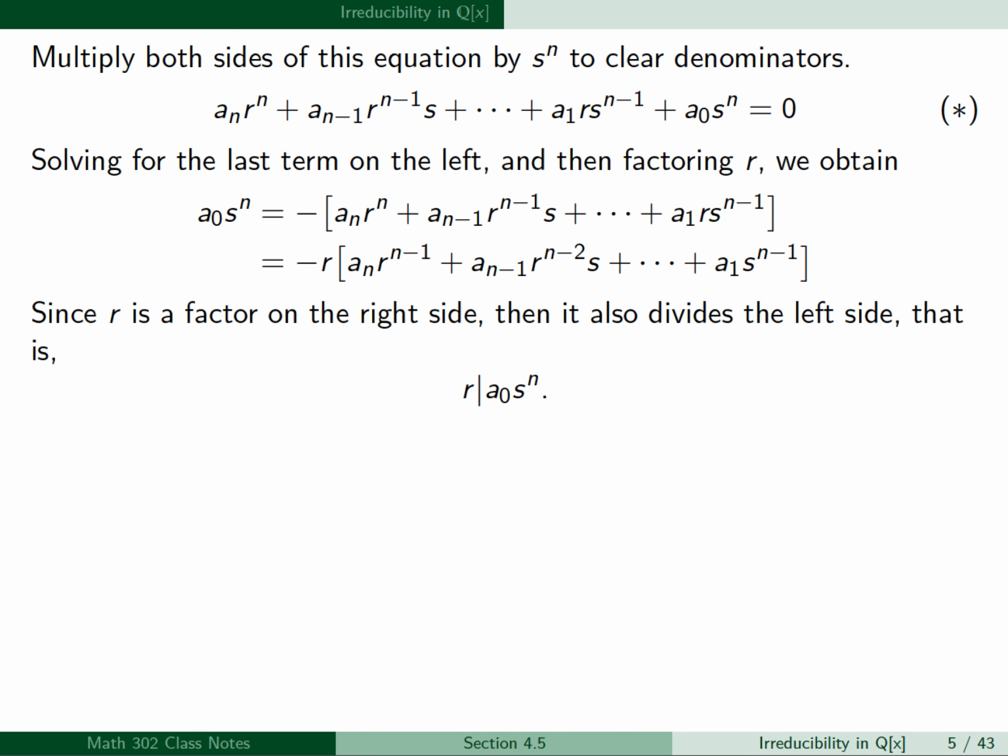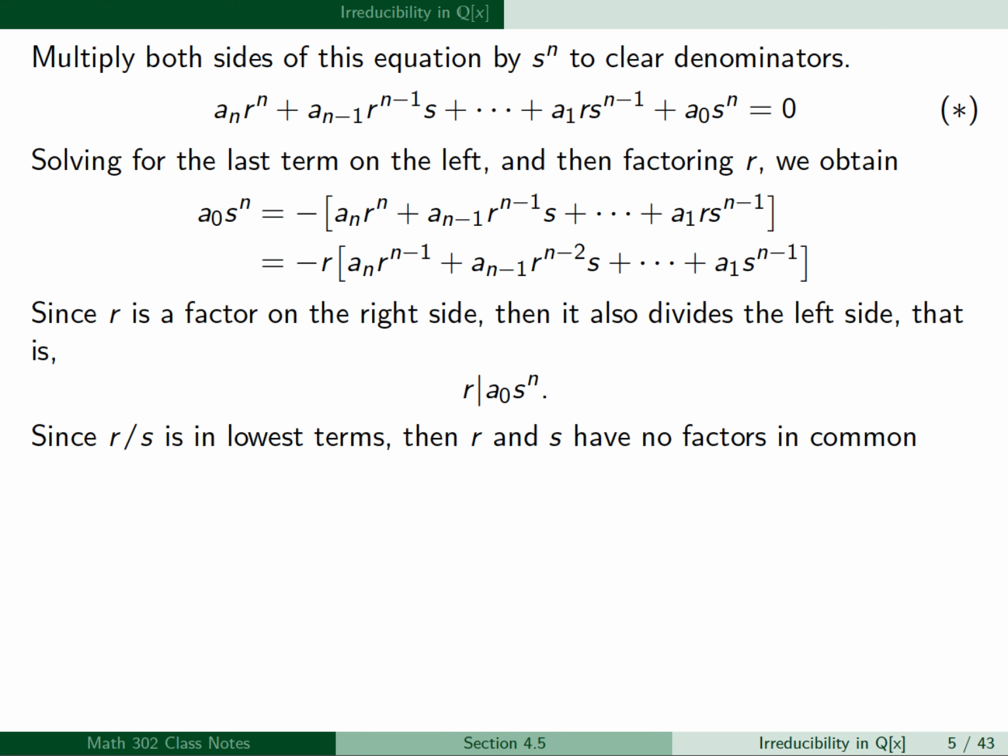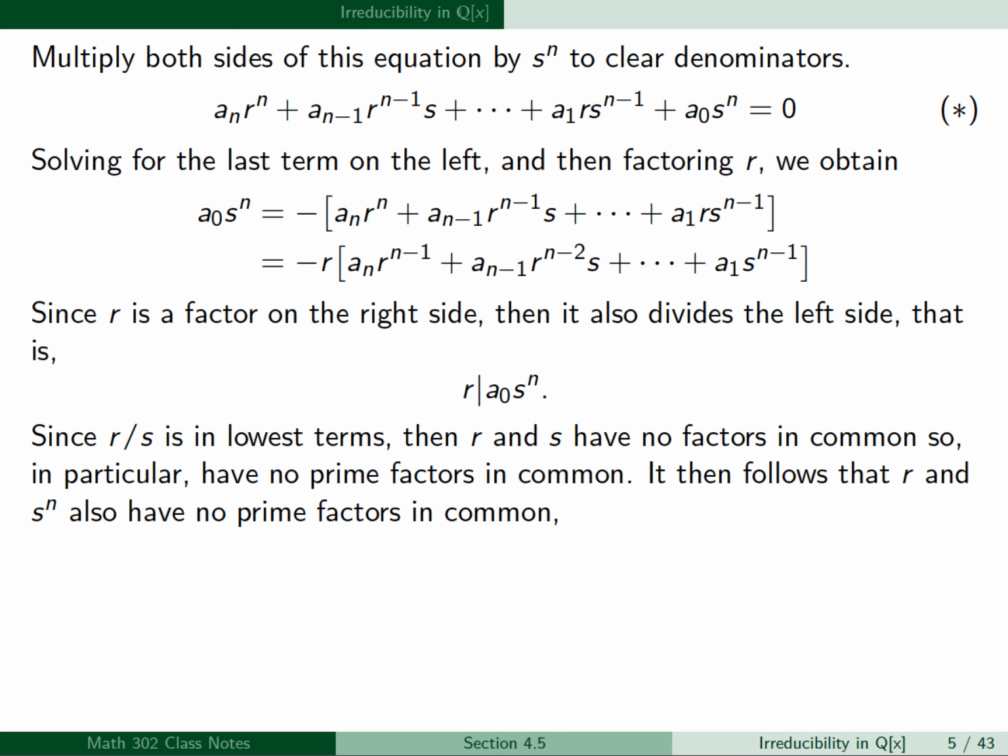Now, since r is a factor on the right side, it also divides the left side, so r divides a_0 s^n. Now we're supposing that r/s is in lowest terms, which means that r and s have no factors in common. So in particular, r and s have no prime factors in common. It then follows that r and s^n also have no prime factors in common. A common prime factor of r and s^n would also have to be a common prime factor of r and s. And this implies that the GCD of r and s^n is 1.